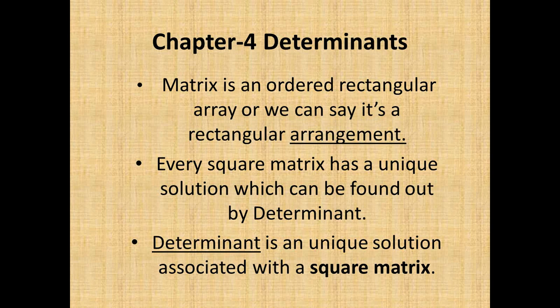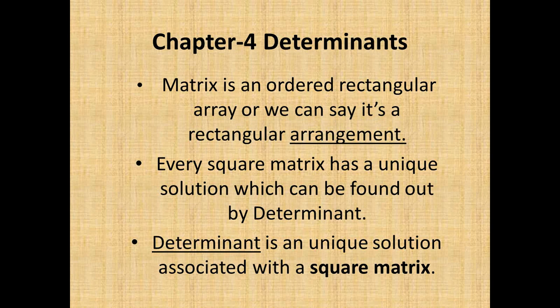Okay, good morning students. Today we will be starting with the chapter determinant, which is just the extension of chapter matrix that we have done in chapter 3. There we have studied that a matrix is nothing but an ordered rectangular array. That means it's an arrangement. So since it's an arrangement, it does not give us a specific answer of a matrix.